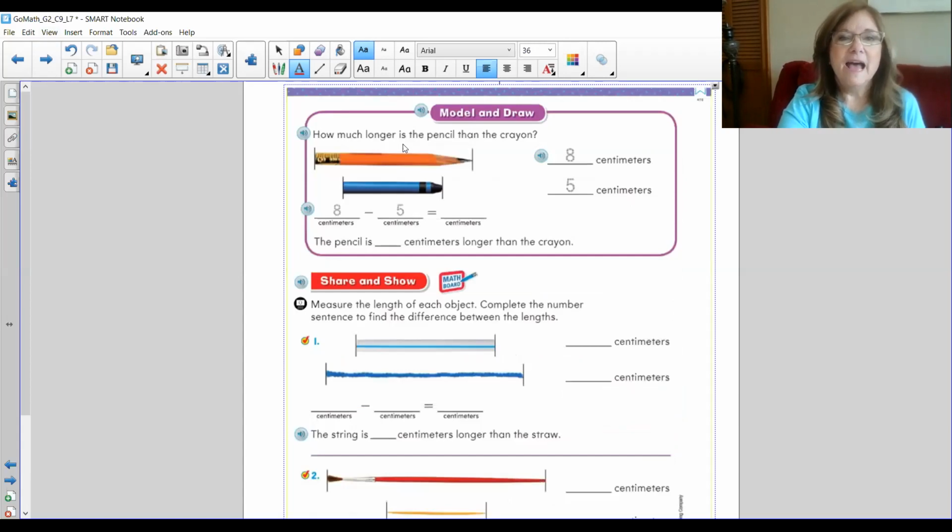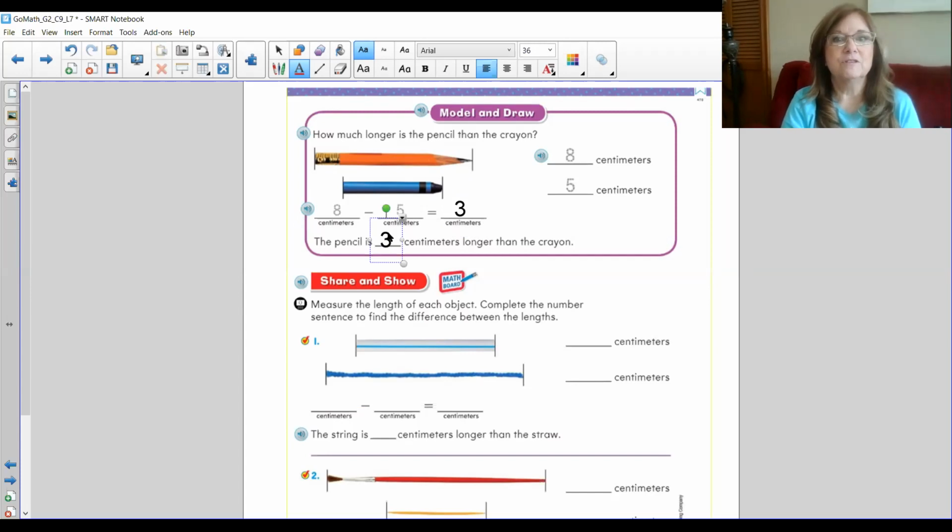Okay, model and draw. How much longer is the pencil than the crayon? So if this pencil is 8 centimeters long and this crayon is 5 centimeters long, we have 8 minus 5. It's simple. We take the larger, subtract the smaller. And what is 8 minus 5? That is correct. It is 3. So we just write a 3. So the pencil is 3 centimeters longer than the crayon. That's the difference, because the difference is the answer to a subtraction problem.